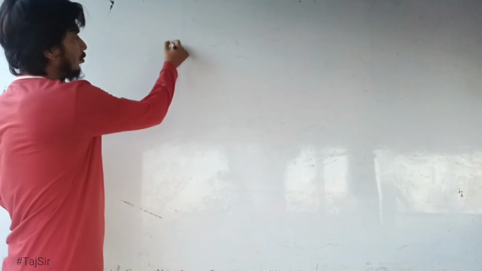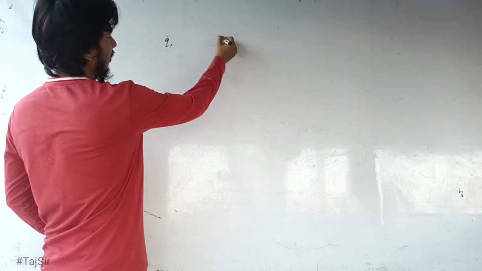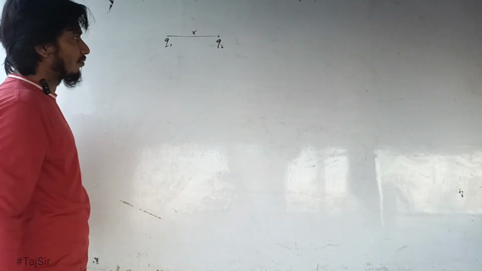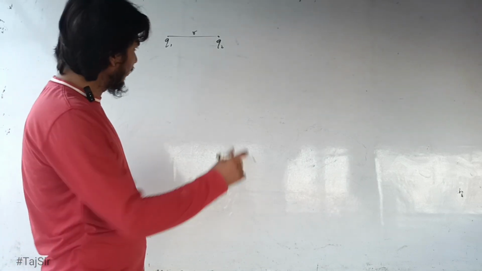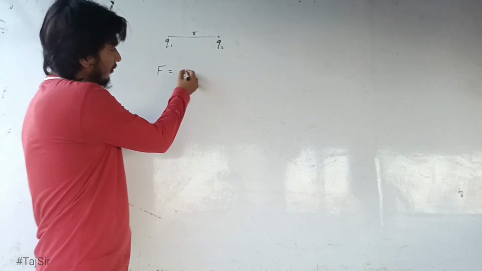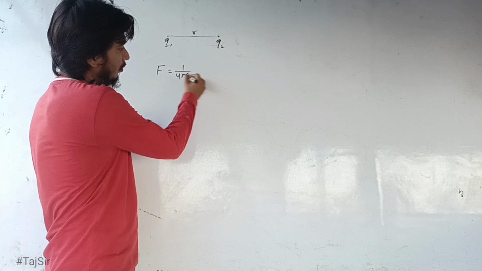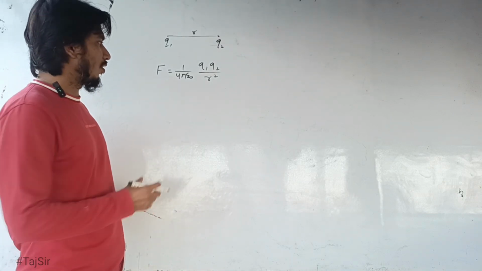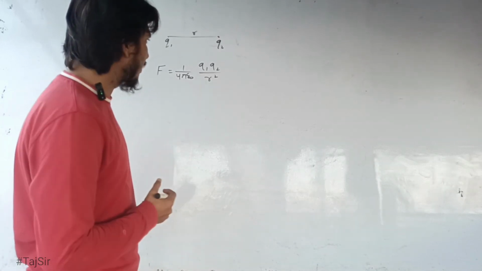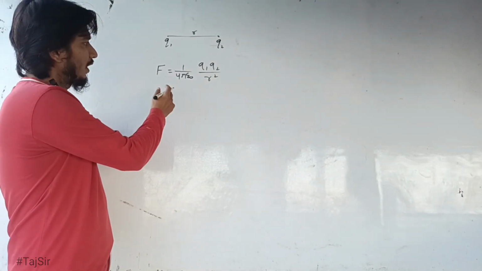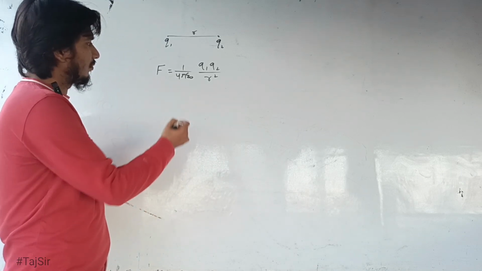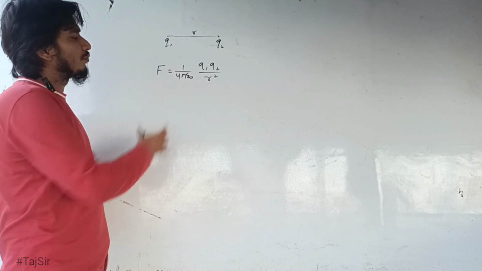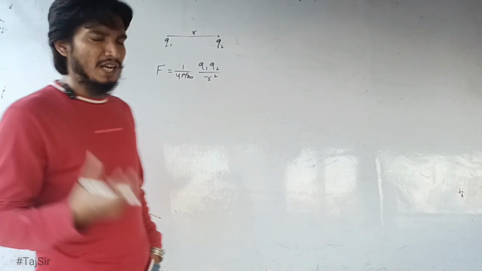If there are 2 point charges, say Q1 and Q2, and these charges are at a distance r from the centers of each other, then the force between them is given by 1 upon 4 pi epsilon naught Q1 Q2 by r square. This is the magnitude of the force, but as we know, force is a vector quantity. So if we want to show it in vector form, then we'll have to give its direction, and this force is variable for different charges.